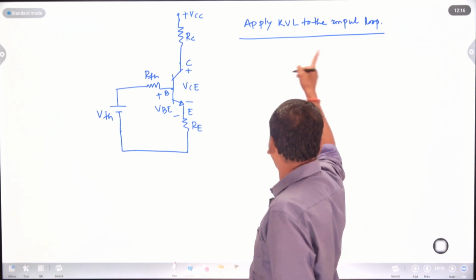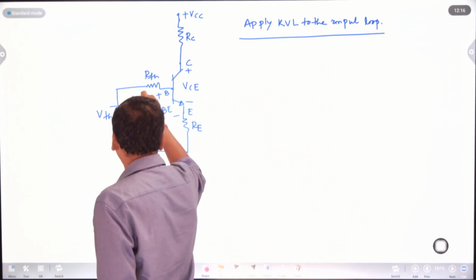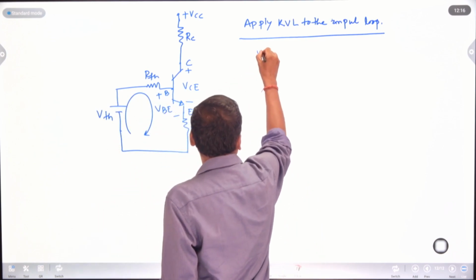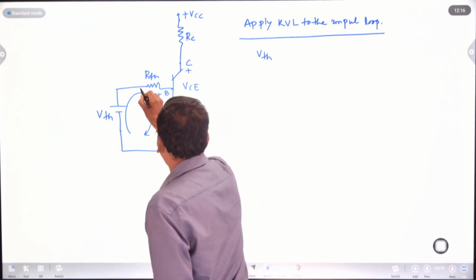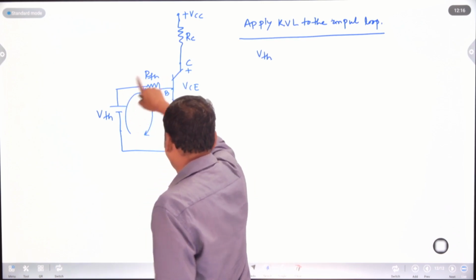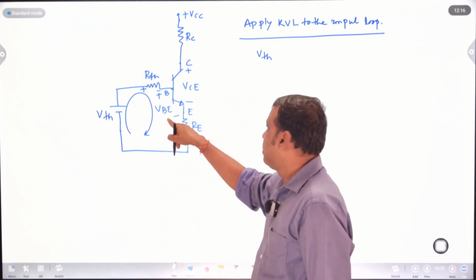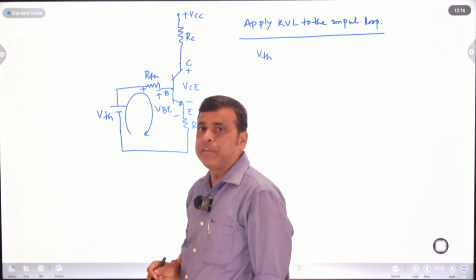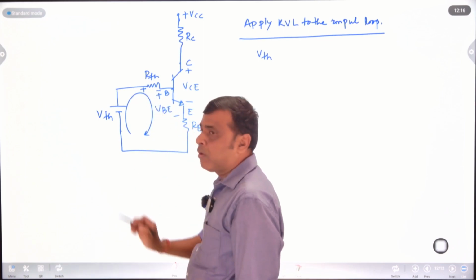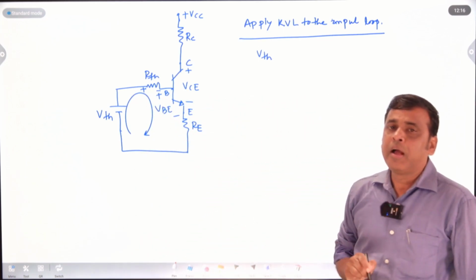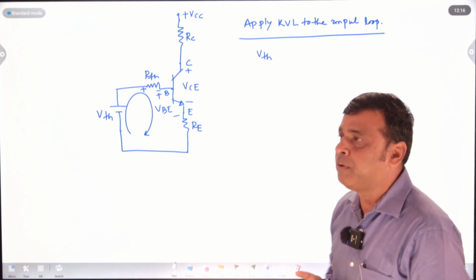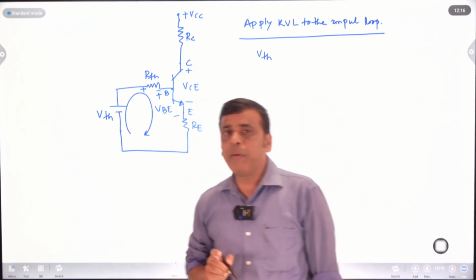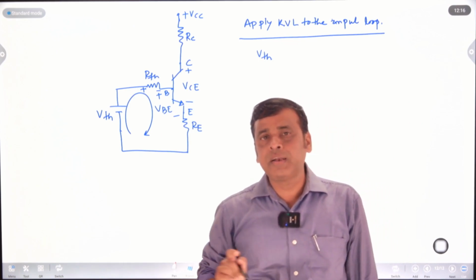If you apply KVL to the input, what is my input equation? Here minus to plus, plus, that is your VTH. The current entering is like this, clockwise, so that's plus to minus. The current flowing through the RTH is the base current IB, since it is connected to the base. In the previous approximate analysis we neglected the base current because I1 equals I2 equals I. Here, in the exact analysis, we have to consider the base current.